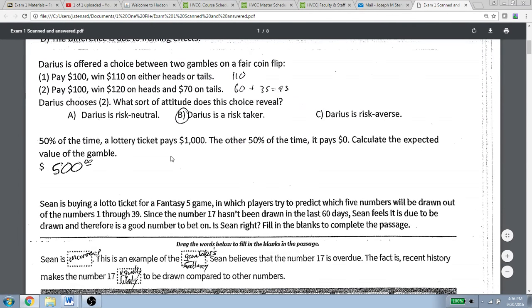50% of the time, a lottery ticket pays $1,000. Since it only pays out half the time, the expected value of the gamble is $500.